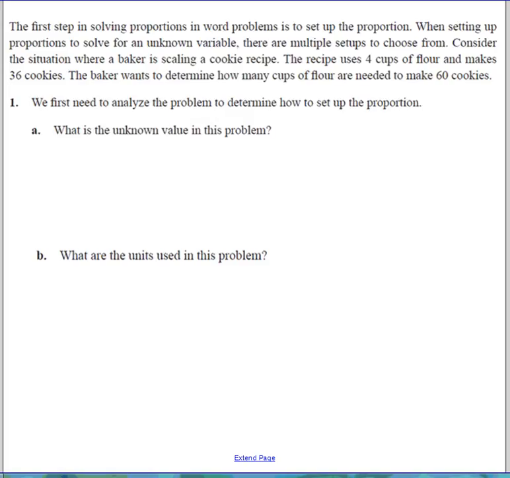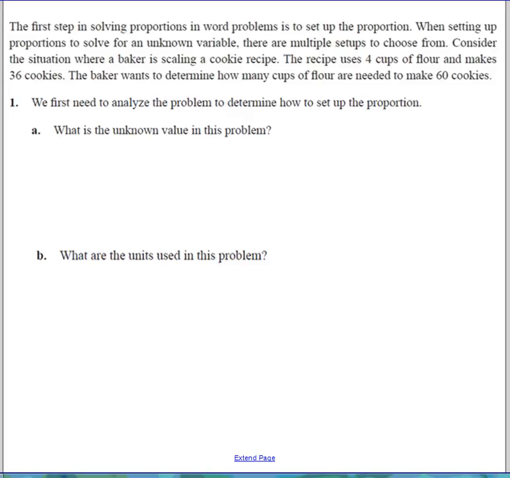The first step in solving proportions in a word problem is to actually set up the proportion. When setting up a proportion to solve for an unknown variable, there are multiple options to choose from. Consider the situation where a baker is scaling a cookie recipe. The recipe uses 4 cups of flour and makes 36 cookies. The baker wants to determine how many cups of flour are needed to make 60 cookies.